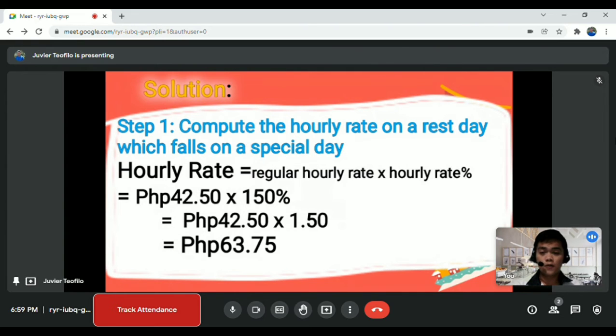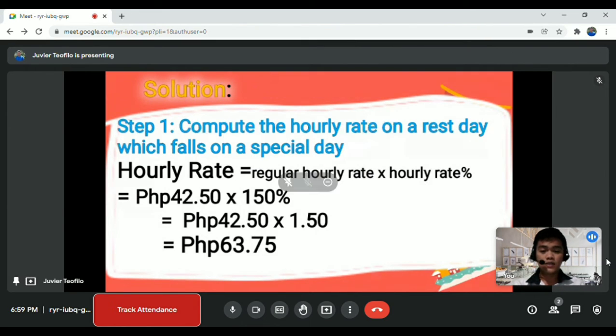So we have 42.50. Sir, where did you find that 42.50? We have 340 divided by 8 hours. It is equal to 42.50, and multiply by 150%. Okay, sir, where did you get that 150%?